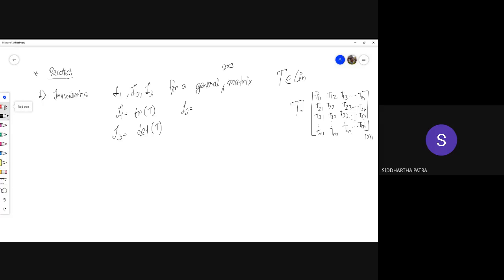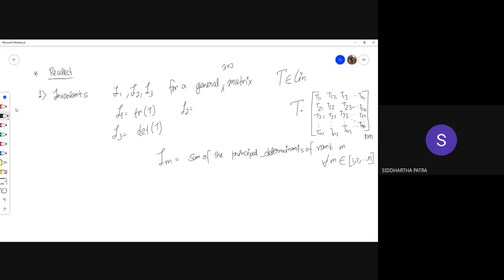Now it's the sum of the principal determinants of rank m, where m is anything between 1 and n, any integer between 1 and n. So that becomes an invariant.